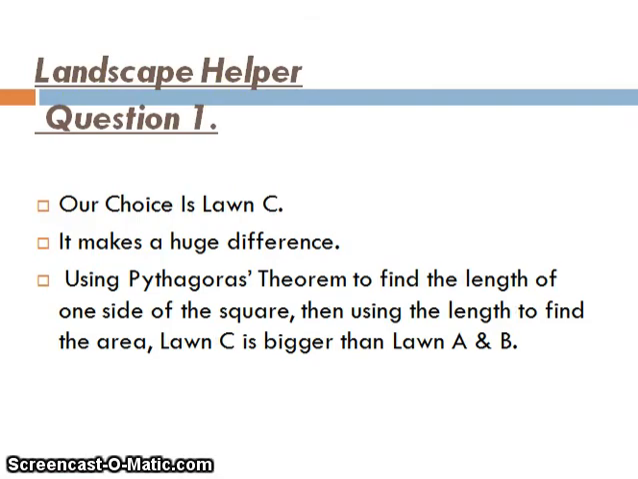This is Edwin Sin. Our choice is lawn C, and it makes a huge difference. Because using Pythagoras theorem to find the length of one side of the square, then using the length to find the area, lawn C is bigger than lawn A and lawn B.